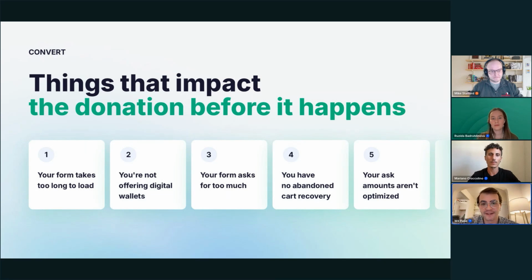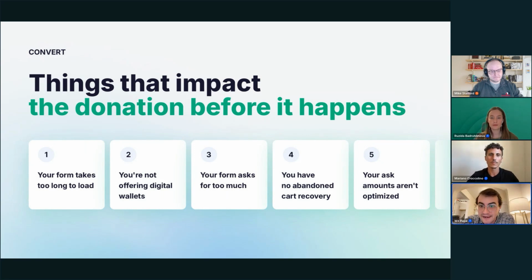Four, Mike mentioned this a couple of times, is abandoned cart recovery. What we see is that across the donation industry, the majority of donors that start a donation are abandoning at some point. And those donors who have started a donation and have abandoned are much warmer than donors who have never started a donation before.